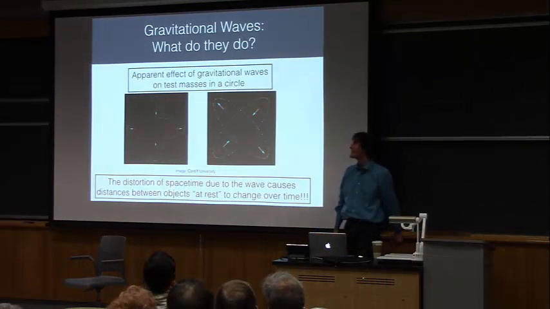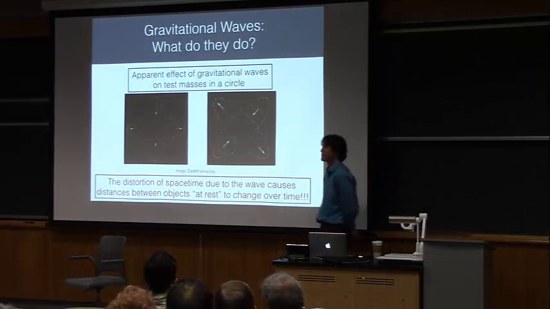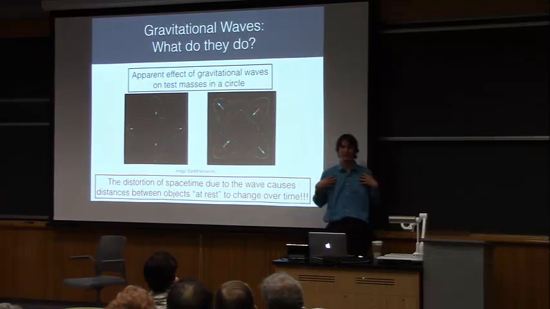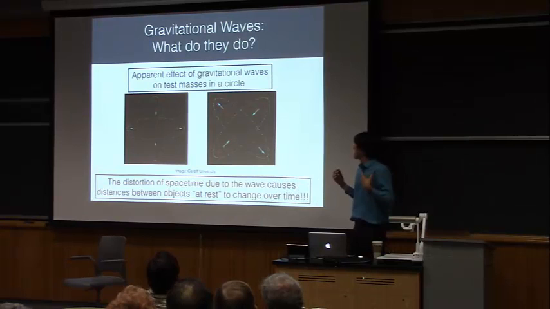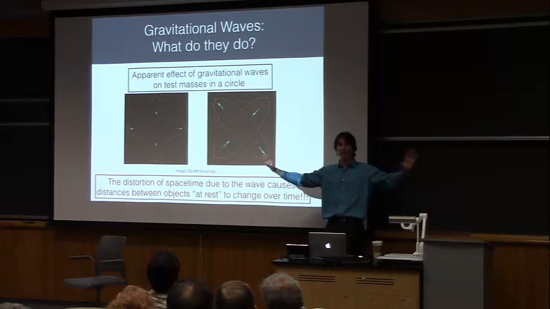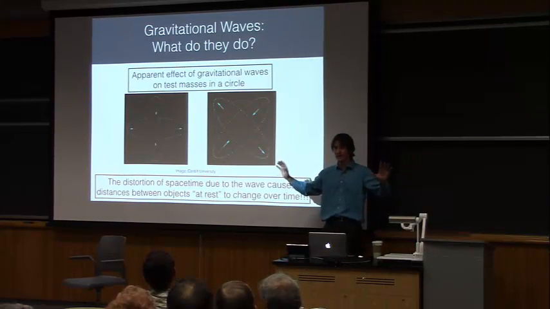Okay, what do they look like? Let's start with that then. Well, so if a gravitational wave passed through us, what does it look like? Well, it's not photons coming. It's not like electromagnetic waves at all.